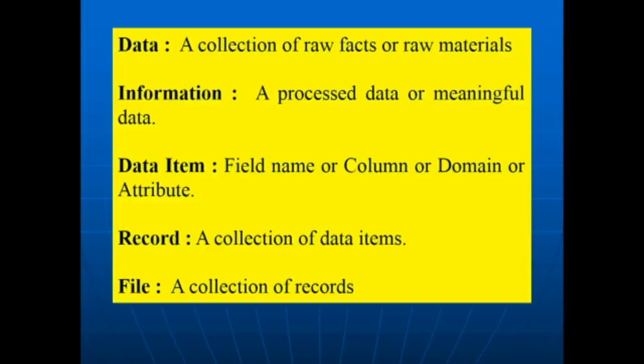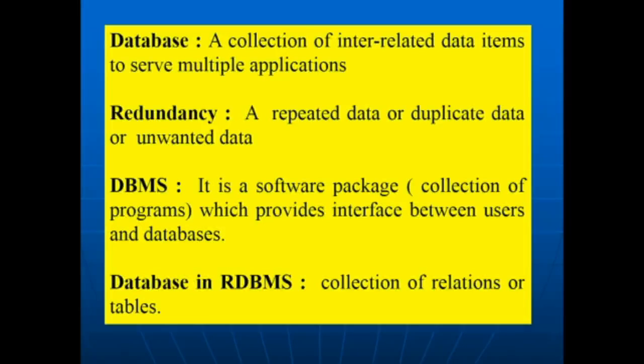Then collection of data items is said to be a record. So the best example for record is biodata. Then file, collection of records is said to be a file. Database. Database is a collection of interrelated data items to serve multiple applications. Suppose I am collecting data regarding students and putting into database, the database is going to be a student database. If I am collecting information regarding employees, then I am putting everything into database, the database is going to be an employee database.